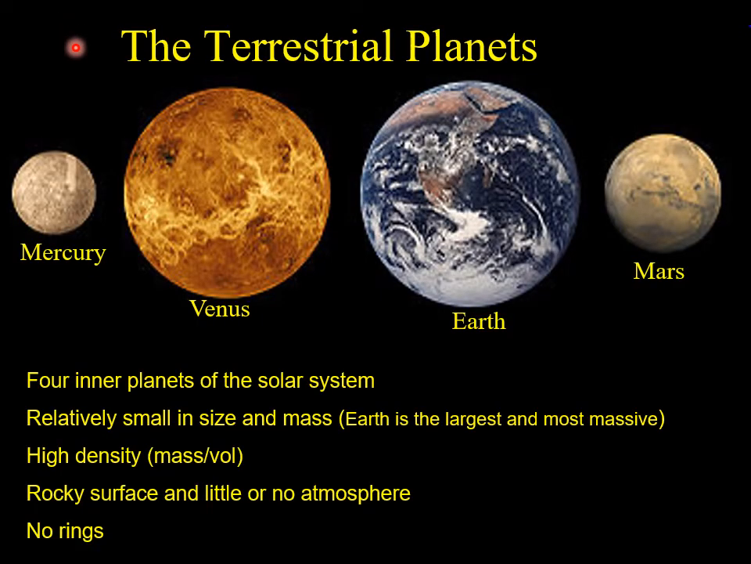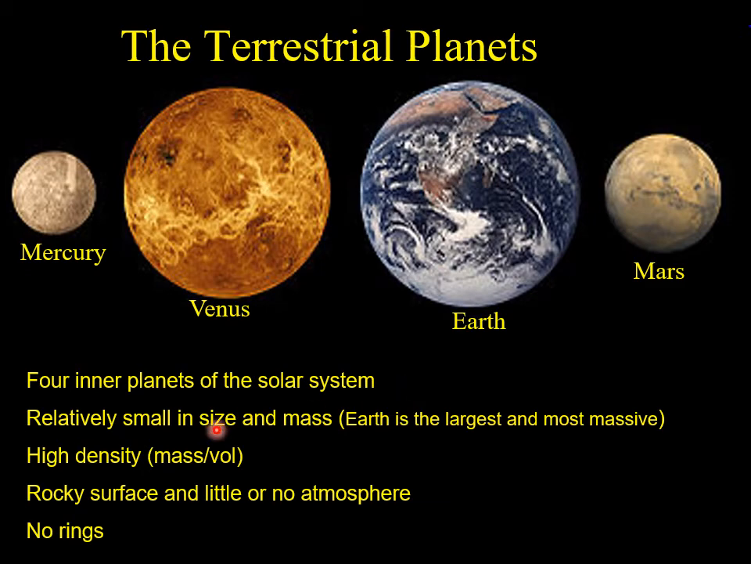So let's take a look at the terrestrial planets in just a little more detail. This is a nice image here that shows the 4 terrestrial planets all lined up so you can compare their sizes. This is Mercury here, and notice that Venus and Earth are very similar in size, and then Mars is the one on the right here.